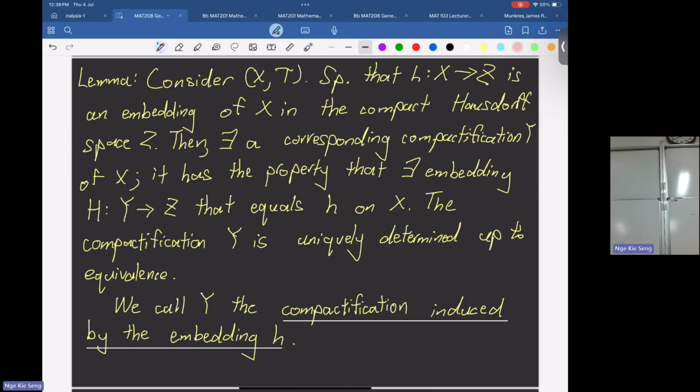Does that make sense? This one is specific for one embedding. If you change the embedding but still have the Stone-Cech unique extension property, should the two spaces have to be the same? So the theorem here proves that they have to be the same up to homeomorphism. Does it make sense? Okay. Questions? No questions.